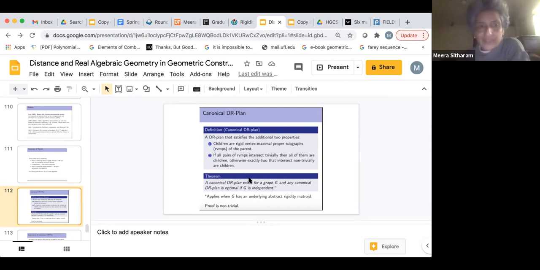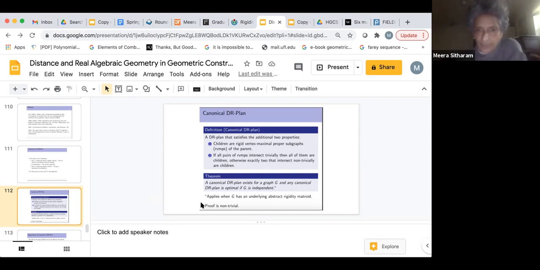So at the moment, we're living in a graph world, and we are defining certain graph decompositions. We have defined the optimal DR plan purely in a graph theoretic way. And now we're going to ask, can we get this optimal DR plan fast? For that purpose, we're defining an extra condition on the DR plan, which we call a canonical DR plan, which has these 2 extra conditions.